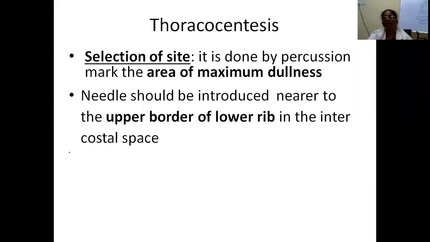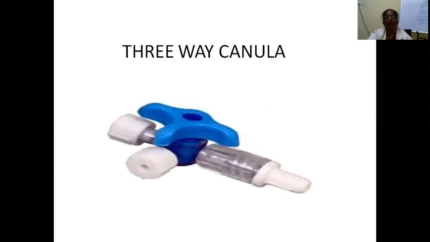Why? Why can't we put it in the middle? So whenever you introduce a needle, you should remember the intercostal space is bounded by two ribs, upper rib and lower rib. Any rib has a vascular bundle along the lower border of the rib. Hence, whenever we put in a needle, you should always put nearer to the lower rib and mostly at the upper border of the lower rib. This is the three-way cannula that is used for the process of thoracocentesis.